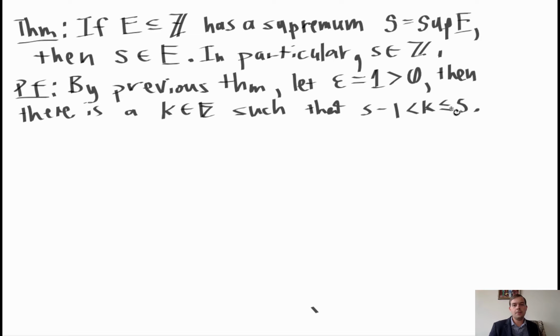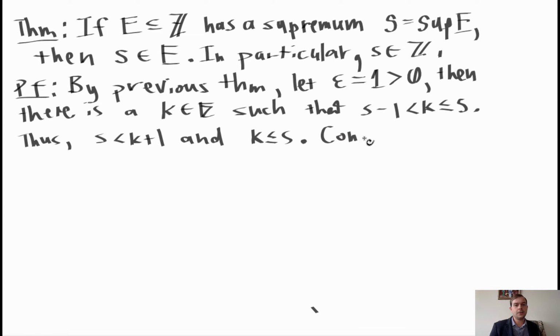Well, by manipulating these inequalities, we can get that k plus 1 is a bound for S from this guy, and of course k is less than or equal to S. And so now we have S in between these two integers.